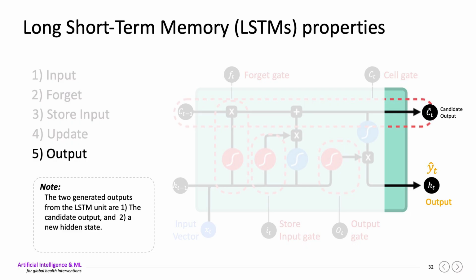Fifth, in the output stage, the output gate determines which parts of the updated cell state should be exposed as the hidden state ht, usually by filtering a transformed version of ct. This hidden state then becomes both the output passed to the next layer or prediction step and the short-term context forwarded to the next time step.